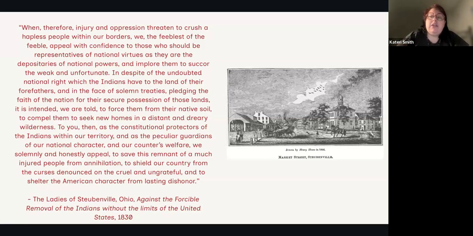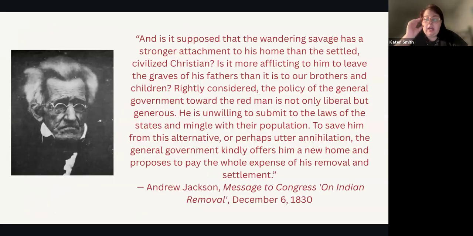They also say that Indian removal will be a loss of American character to dishonor. It will look bad upon the United States for them to remove the original inhabitants. Those criticisms against the Indian Removal Act did not pass.